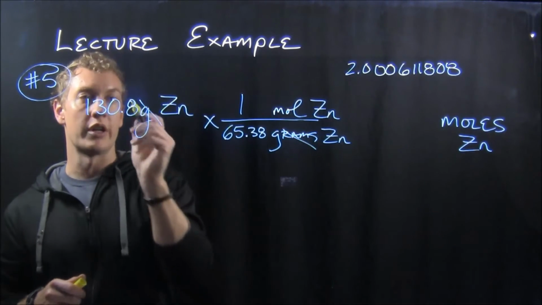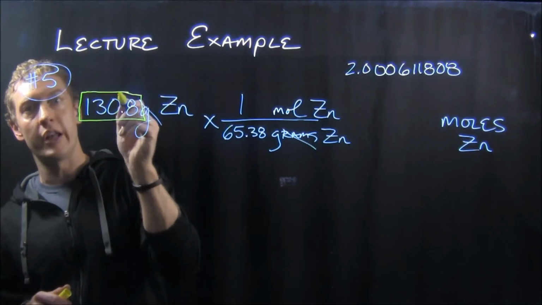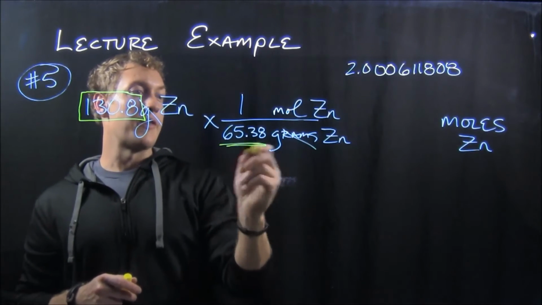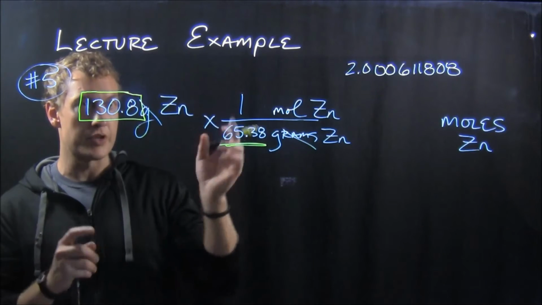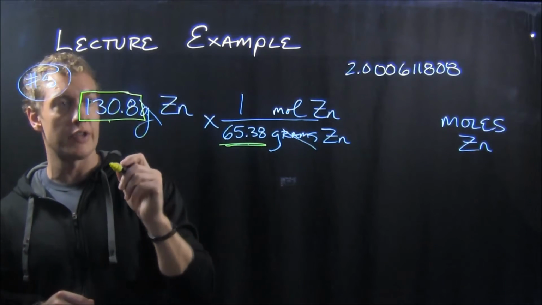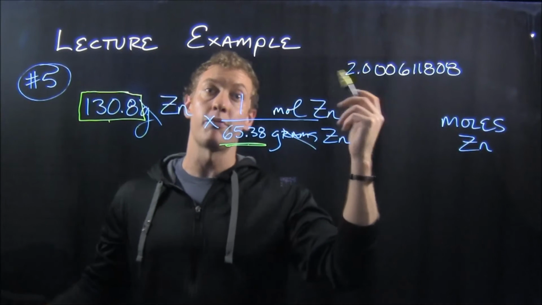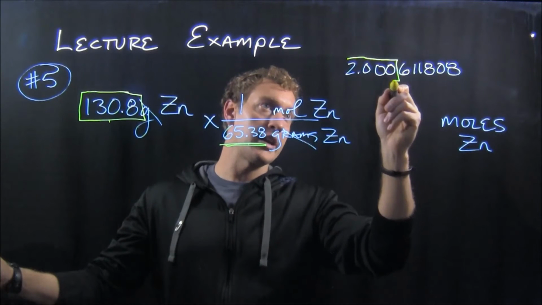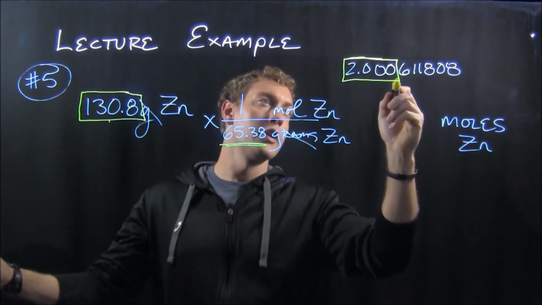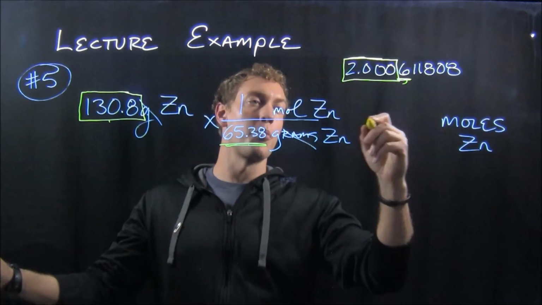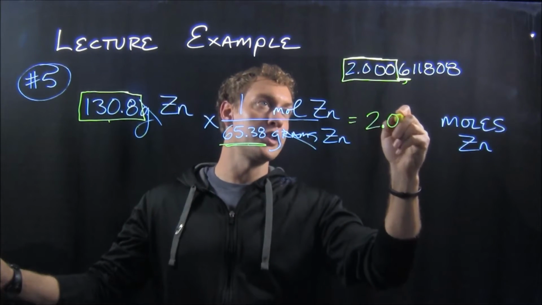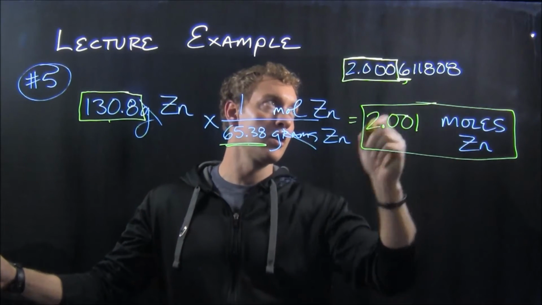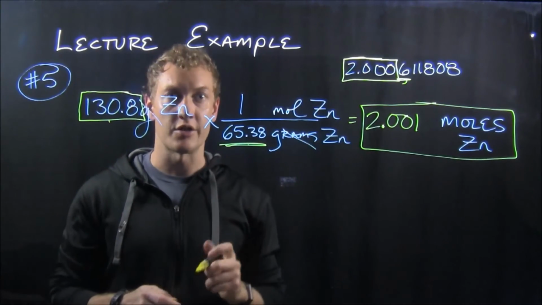So originally, we were given 130.8 grams to start the problem. And 65.38, which we got from a periodic table. So 4 significant figures, 4 significant figures. So then in our answer, we can keep 4 significant figures. So the 2, the 0, the 0. So that gives us our 4. We end with that 6, so that would round up. So we would report the answer as 2.001 moles of zinc. That would be the completely correct answer to report.